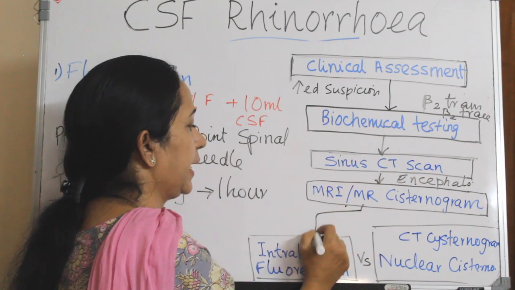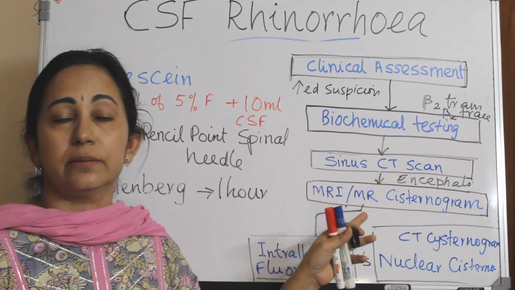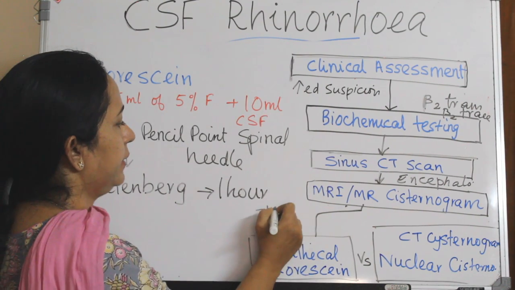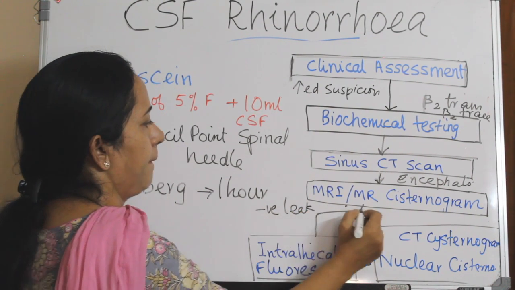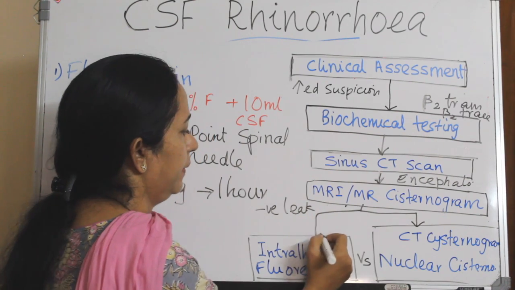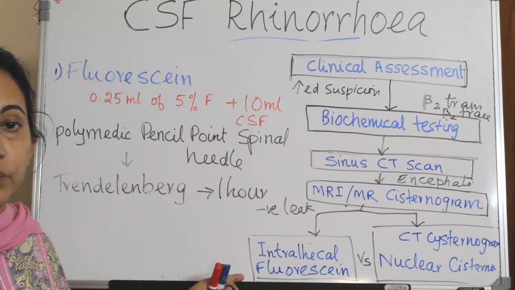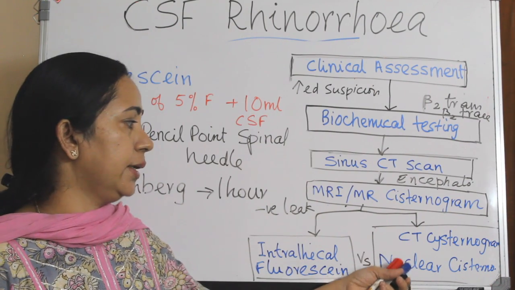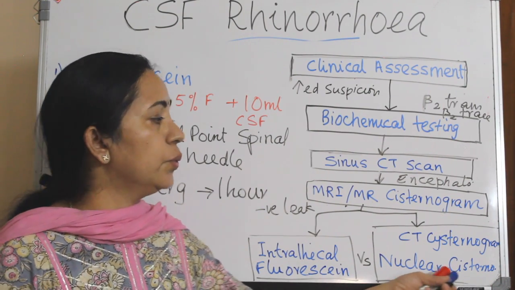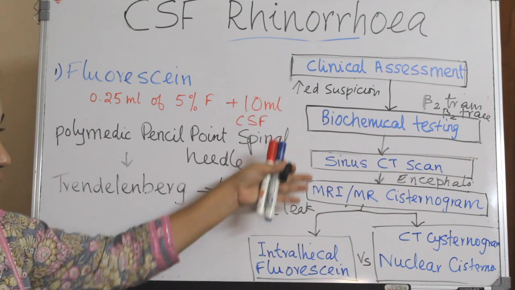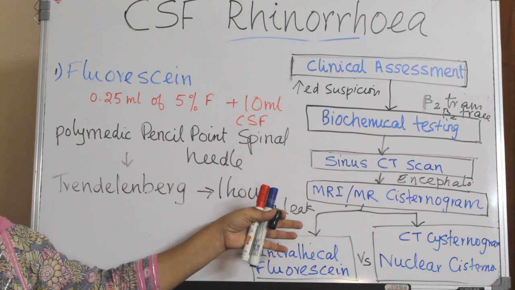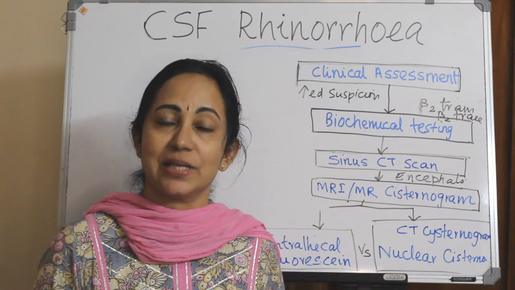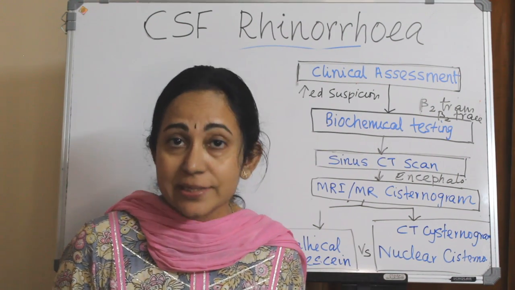But if all this is negative, if the leak is negative but there is a high degree of suspicion, invasive methods are there, like an intrathecal fluorescein dye injection or a CT cisternogram, which I have already told earlier, or you can go with a nuclear cisternogram. So this is how you have to diagnose a case of CSF leak. By doing all this you come to a diagnosis of CSF rhinorrhea and also localize the leak.